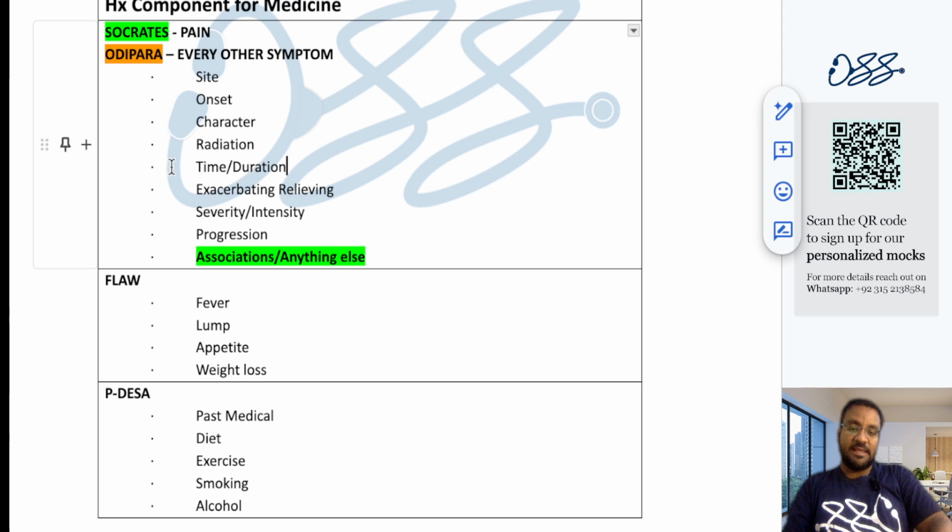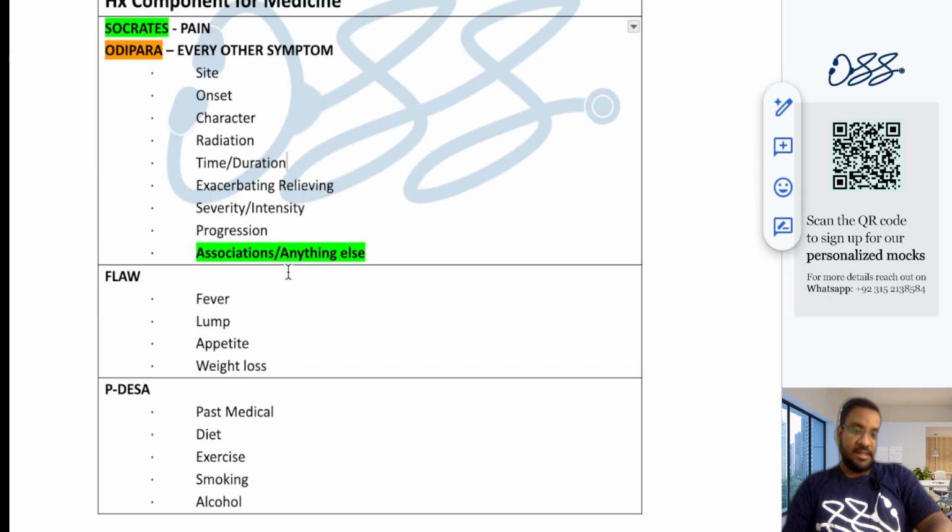A is basically the aggravating factor and the relieving factor. Instead of the exacerbating factor, we name it the aggravating factor. And then the R is the relieving factor: anything that makes the vomiting better, anything that has reduced your tiredness, anything that has reduced the burning sensation. And then the last A is for association and anything else, which I am going to talk about in a while.